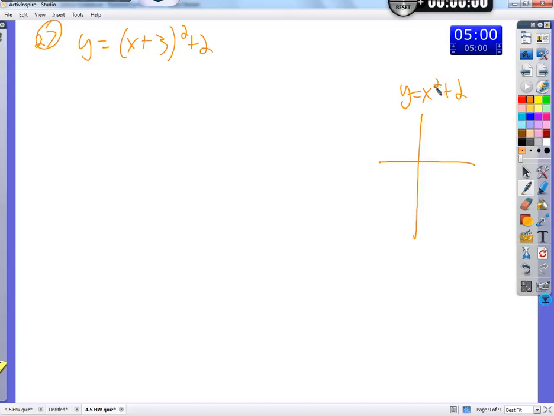It moved it to the left. This moves it, we add it after we get the output, right? We go 0, 0, but then we add 2 to the output, which makes it 0, 2. We go 1, comma 1, we add 2, we're at 1, 3. We go to 2, 2 squared is 4, but then we add 2, and we go up to 6. So we just move everything up 2. It increases the output, the vertical, by 2, just a straight 2. Moves it up 2.